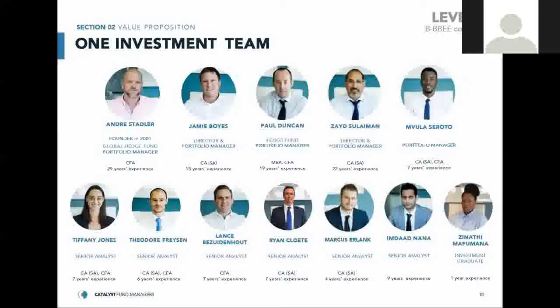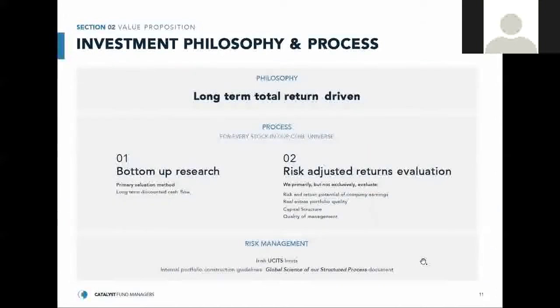Now, I could go on for hours speaking about our process. I won't bore you with that. But basically, we have a very rigorous investment process. In the global universe, we have about 140 stocks, which we call our core universe. And for all those 140 stocks, we do detailed bottom-up 5-year DCF models. So we model each of those stocks in incredible detail.